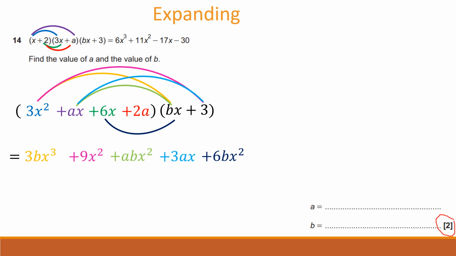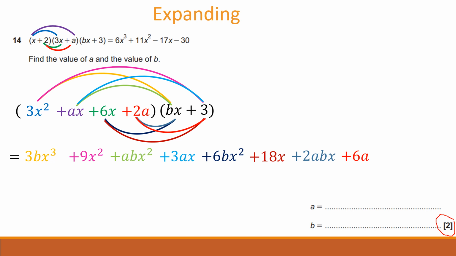Then I'm going to multiply that same 6x by the 3, which gives me 18x. And then I'm going to multiply the 2ab by the bx, which gives me 2abx. And then I'm going to multiply the 2a by the 3, which gives me 6a. Every single term has been multiplied by every other term by doing it in this method. So if you break it down and work logically, it makes it nice and clear.